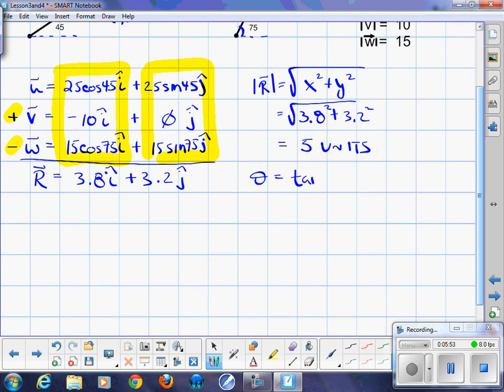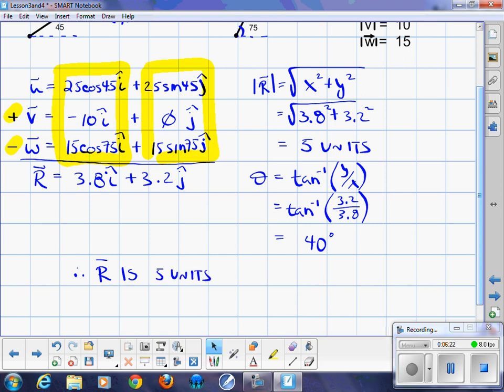tan inverse of your y over your x. So tan inverse of the 3.2 over 3.8. And there we go, 3.2 divided by 3.8. Shift tan, I get 40 degrees. So you can see how much quicker it is adding and subtracting 3 vectors. It really wasn't much different than doing 2. So therefore the resultant is 5 units.